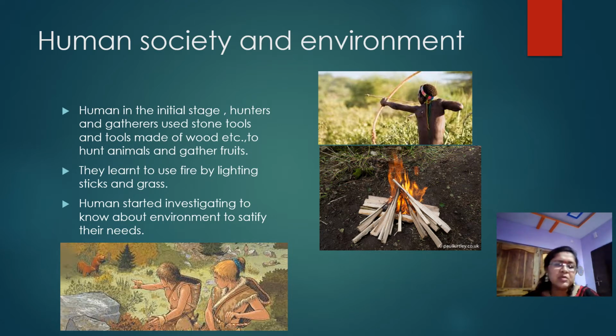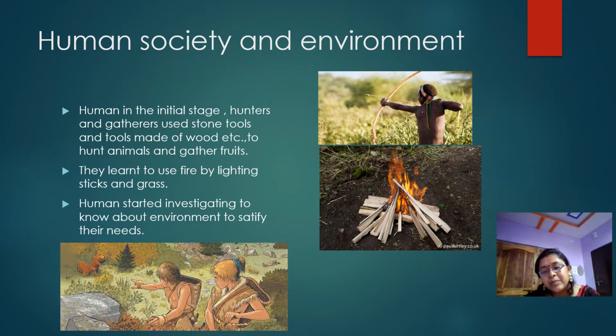They used to first eat the raw flesh of the animals. Now they slowly started using fire by lighting it with sticks and grass and all. And now they have come to know how to cook. You know, this is exploration of the environment. Now they slowly started investigating. Okay, humans started investigating to know about the environment to satisfy their needs.